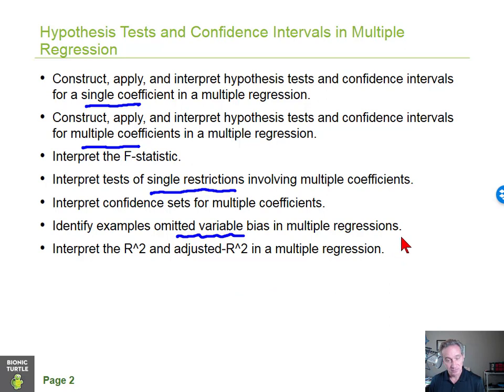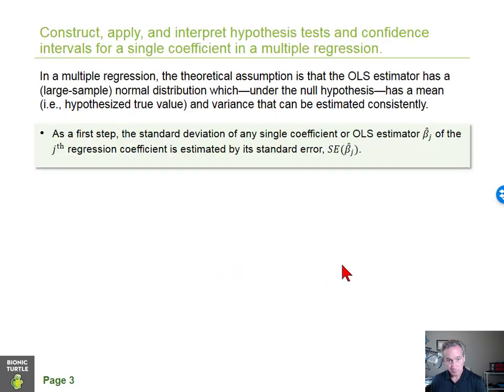The omitted variable bias, you may recall, was a likely reality in the case of a univariate regression where we're only regressing against one independent variable. If we think about it, there's a good probability that we have omitted some variable. And then finally, the R squared, or coefficient of determination, and the adjusted R squared become important in the multiple regression. And so the first learning objective is construct, apply, and interpret hypothesis tests and confidence intervals for a single coefficient in a multiple regression.